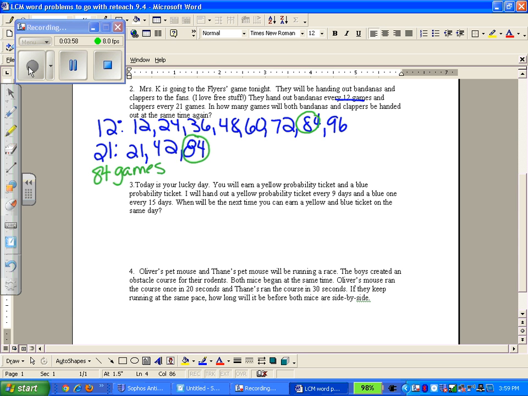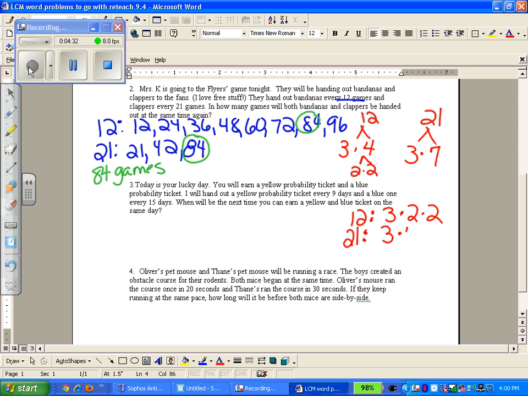Now the second way we can do it is using prime factorization. So I'm going to take a look at the 12, and let's factor that. So that would be 3 times 4. I can factor the 4 again, 2 times 2. So I have 12, and my factors are 3 times 2 times 2, and my other number is 21. And if I factor that out, it would be 3 times 7. So now they're prime numbers. So let's take a look at 21 here.